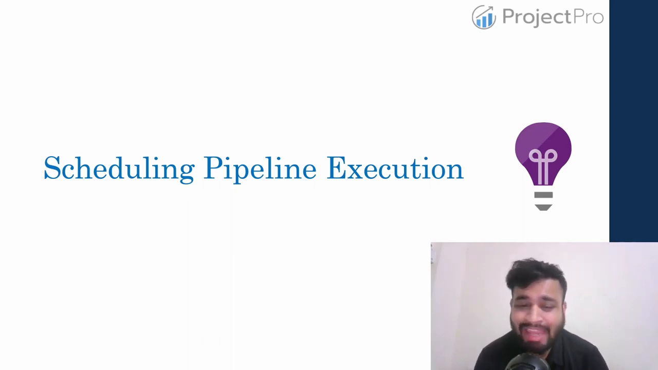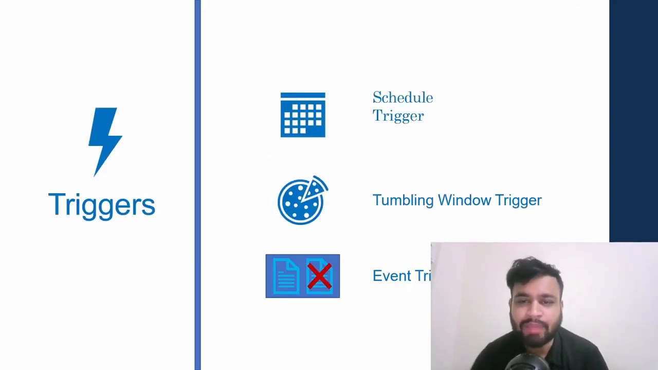Based on the type of the trigger and the criteria that we have defined for the specific trigger, this trigger will determine when the pipeline execution will be invoked for creating a data-driven workflow. ADF triggers come in 3 different types, so let's discuss them now. The first one is schedule trigger, then we have the tumbling window trigger, and also we have the event based trigger. So let's go through them one by one.